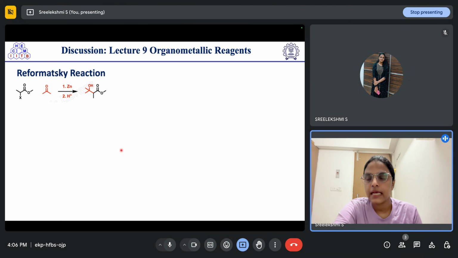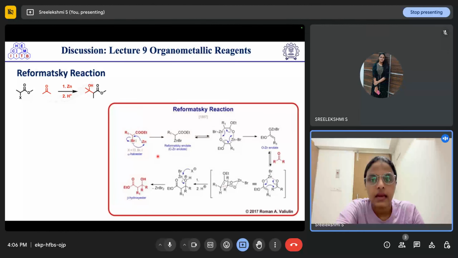It is basically the reaction of this alpha bromo ester in presence of zinc and acidic condition, and we will get this beta hydroxy ester as a major product. So the mechanism of this Reformatsky reaction is given here. First of all, this alpha halo ester will react with zinc to form this Reformatsky enolate. That is, the zinc will undergo oxidative addition, and this will form this ZnBr complex. Then it can form an intermediate with another molecule of this particular compound, and it will be existing in this intermediate structure.